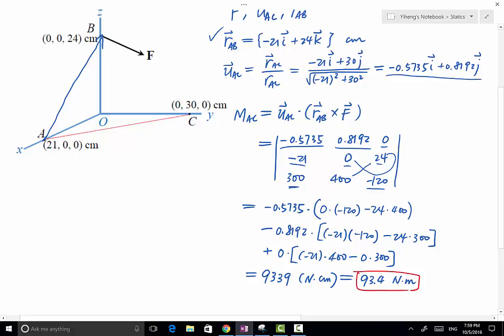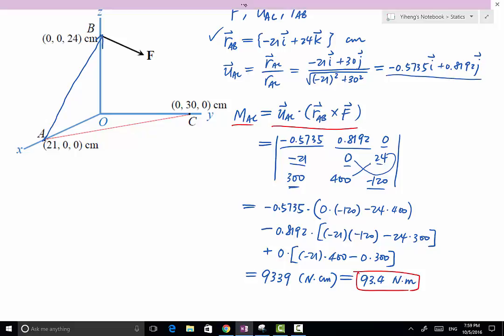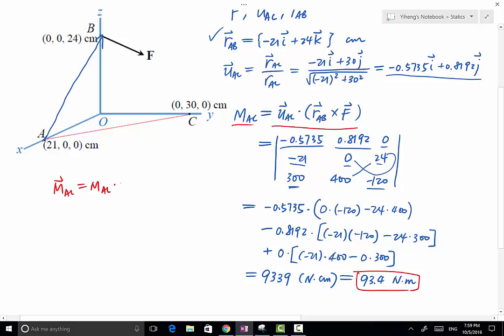Now keep in mind that when you do this, because this is a dot product of two vectors, the answer is a scalar. However, if you want to determine the moment vector along the AC direction, all you need to do is take this magnitude you just determined and then attach the unit vector UAC to it.